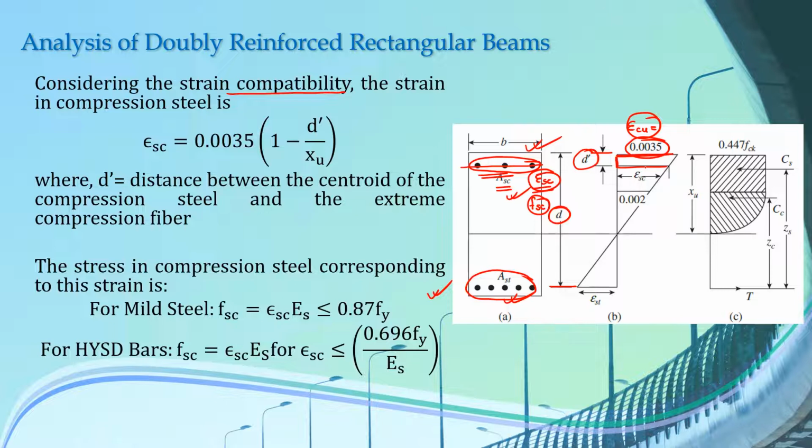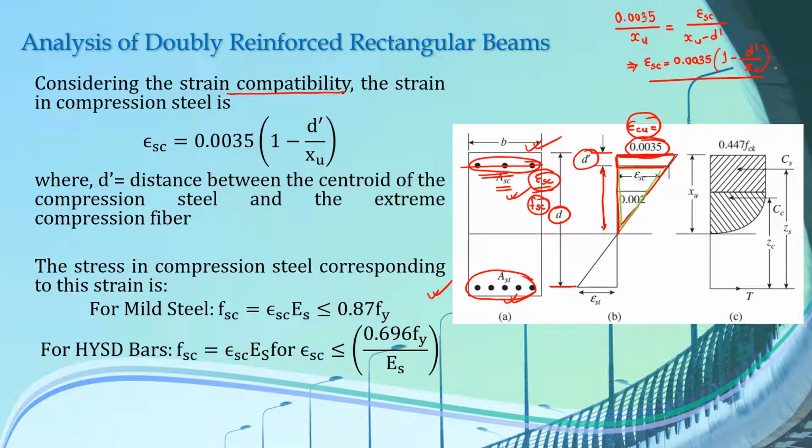So using the property of similar triangles here, if we consider one triangle to be this here, and let me draw it with another color, another triangle to be this triangle, then using the property of similar triangles, we can write the equation as 0.0035 over this depth, which is xu, equals, now the strain at this level of steel reinforcement, we assume that is epsilon SC, over the remaining distance, which will be xu minus d dash. So if you rearrange this equation in terms of epsilon SC, you will get the equation as 0.0035 times (1 minus d dash over xu).